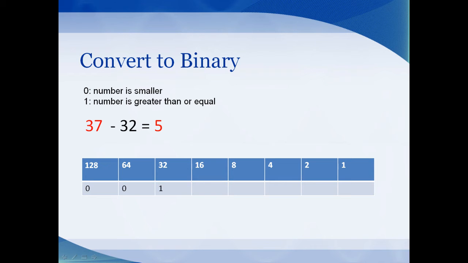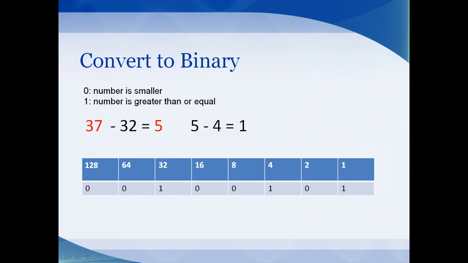So now we're going to be comparing 5 to the next place value. The 16, it's smaller, so we're going to put a 0. We're going to check 8. 5 against 8, 5 is still smaller, so we're going to put a 0. Okay, 5 is larger than 4, so we're going to put a 1, with 1 left over. So now all we have to do is compare the 2. Well, 1 compared with 2, we're going to put a 0 because 1 is smaller than 2. And 1 compared with 1, since they're both the same, we're going to put a 1.